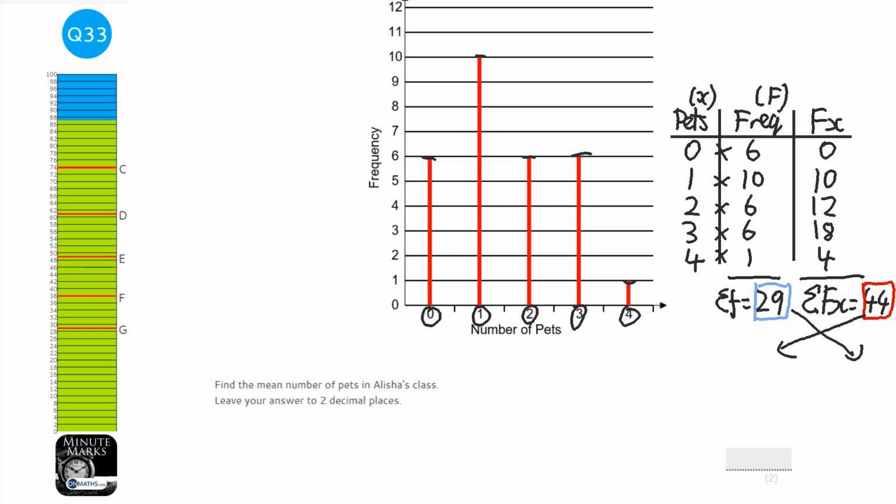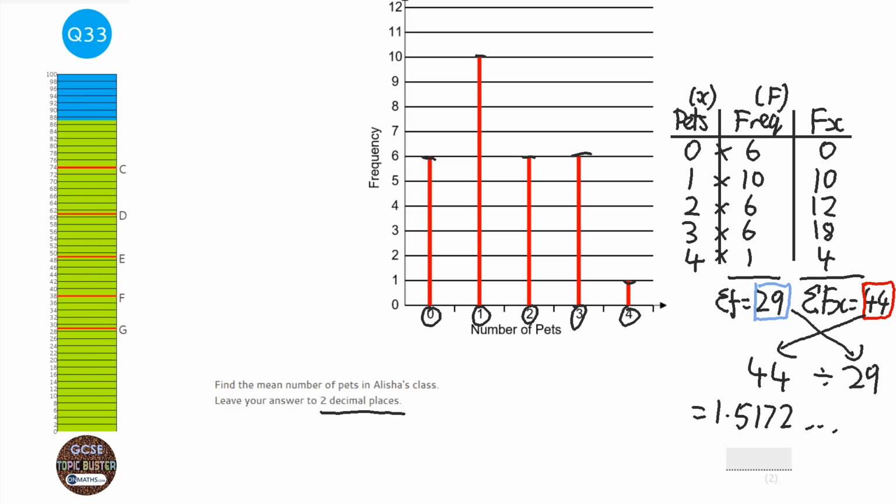Okay, so it's 44 over, which means divide, 29. So 44 divided by 29. And it comes up with a fraction on the calculator, so just press S to D, and that equals 1.5172 and so on. It asks for 2 decimal places, so to 2 decimal places that is 1.52 because that 7 moves that 1 up.